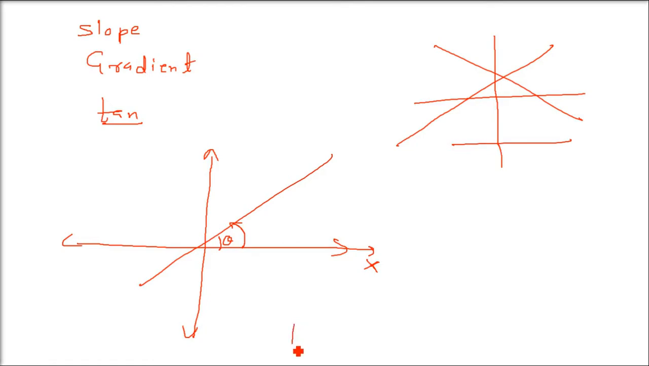So when we take the trigonometrical tangent, that is tan of this theta, it is called the slope or a gradient. We represent it by m.